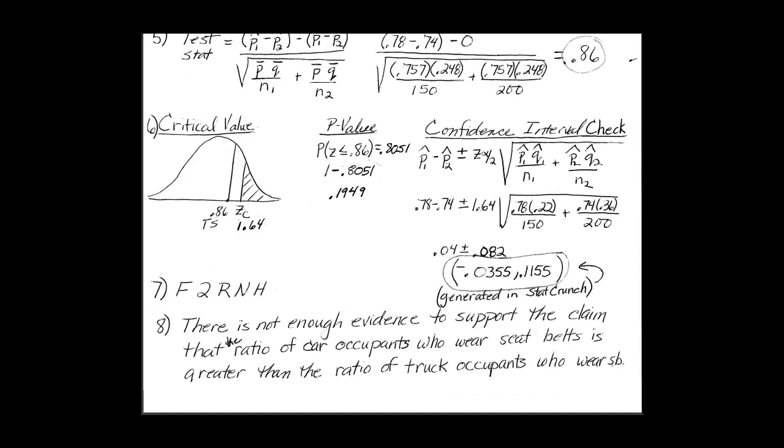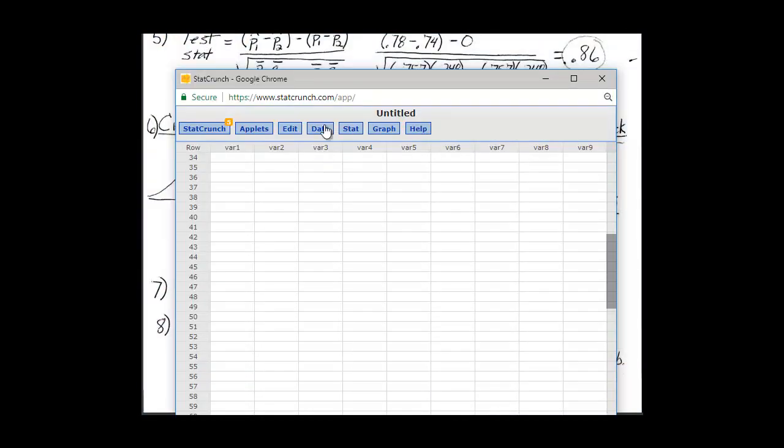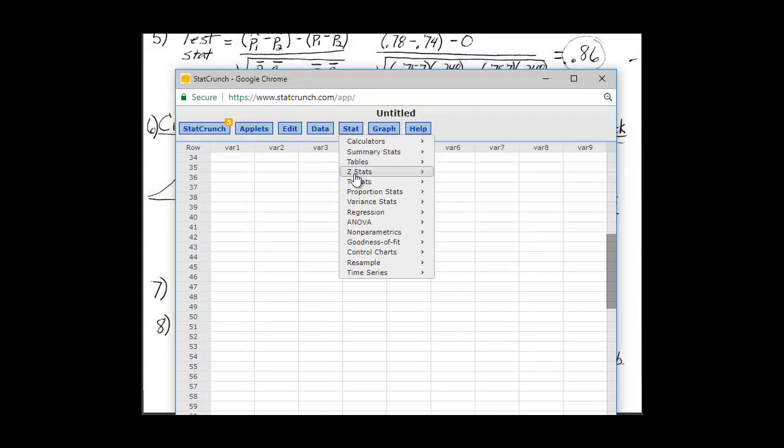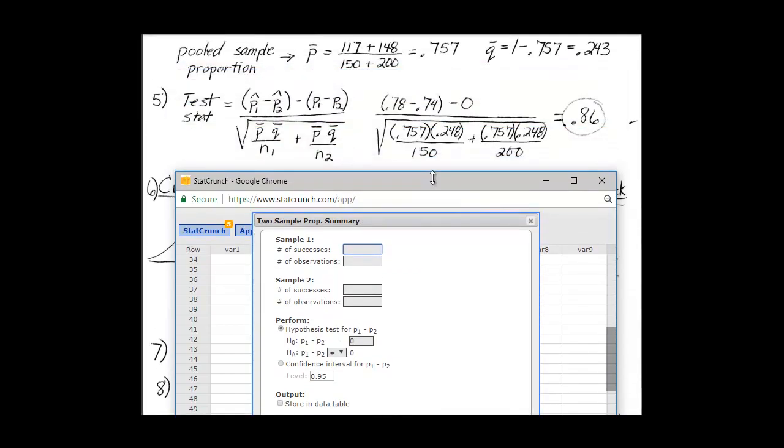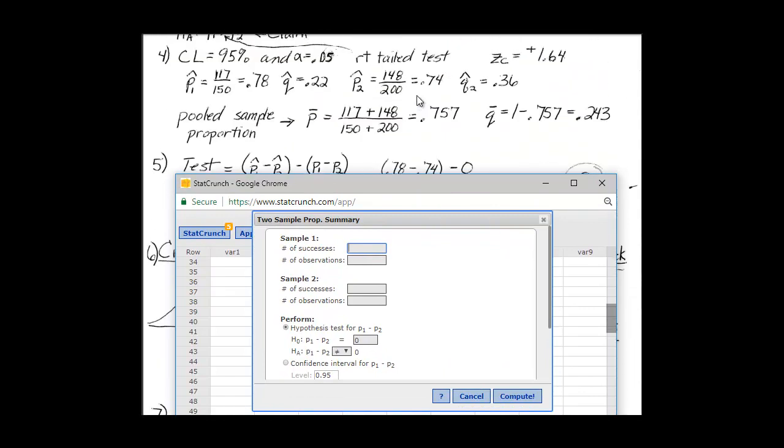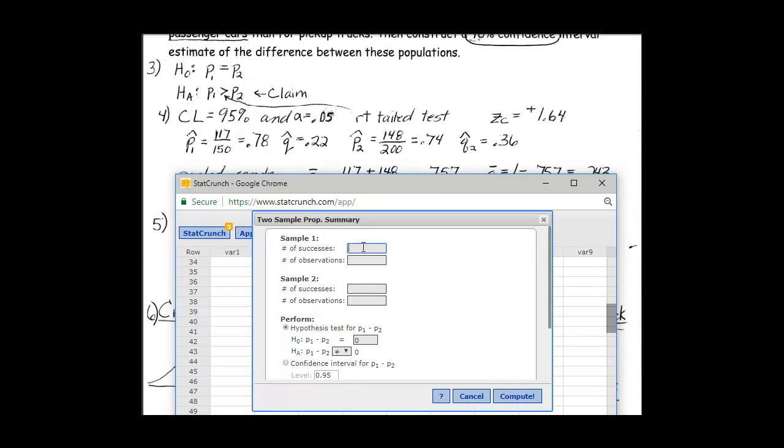So doing this on StatCrunch, you would go into StatCrunch. I'm going to open statistics, proportion stats, down to 2 sample, and then I've got with summary. So this is where I need to put in this information of 117 out of 150 for my first sample. In my second sample, this is my information. I have 148 wore seat belts out of the 200 pickup occupants.